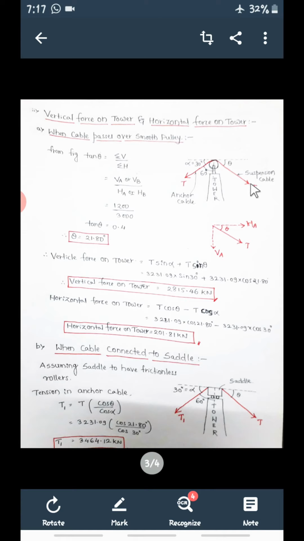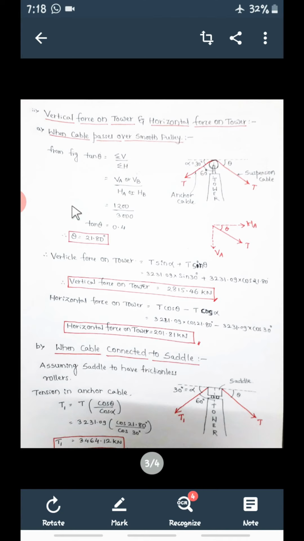Why are these two the same? Because this is a pulley, a frictionless pulley. So this T and this T will be the same, that is, the tension in the suspension cable and the tension in the anchor cable will be the same. You can write this is T, this is T. Now see, this suspension cable is going to make an angle of theta with the horizontal. This anchor cable is going to make an angle of alpha.